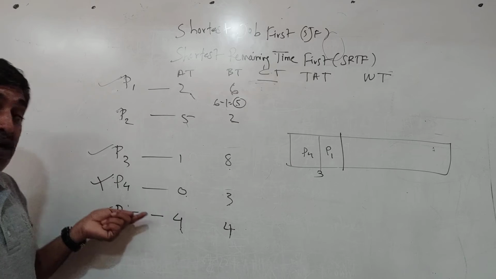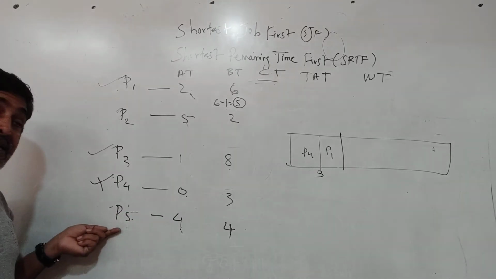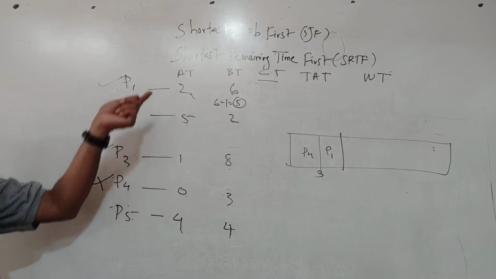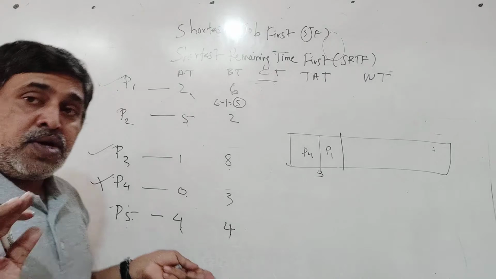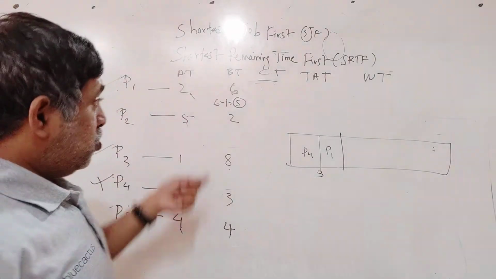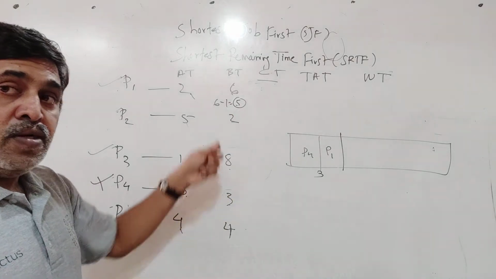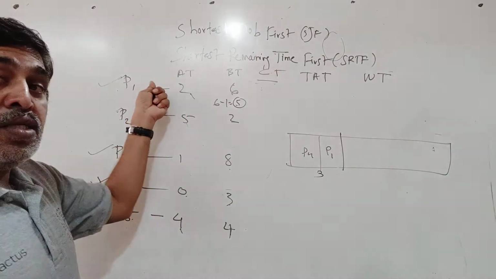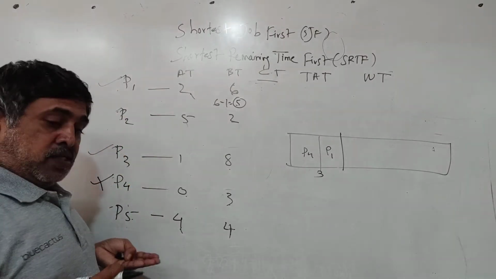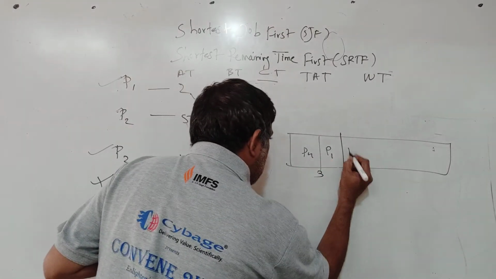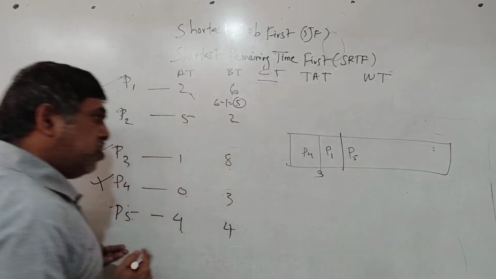But in the 4th unit you can see P5 also arrived. Now since P5 has arrived, P5 is in competition with P1, because every time we are comparing the remaining burst. So 5 is compared with 4 and obviously 4 is lower. So we can't continue with execution of P1. P1 is again preempted and P5 is coming into the picture. So P1 is thrown out, P5 is taken into execution.